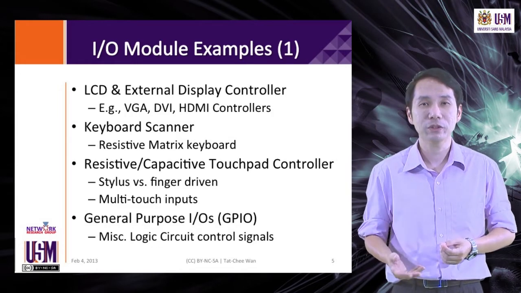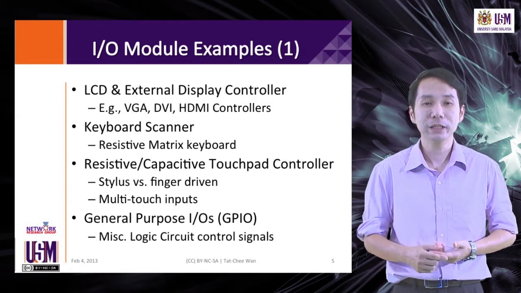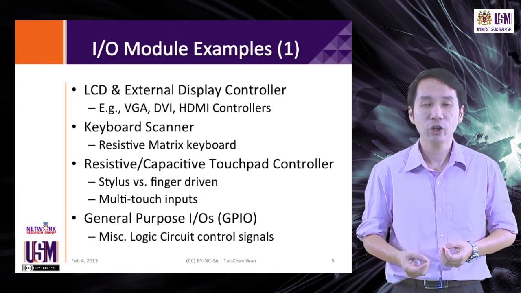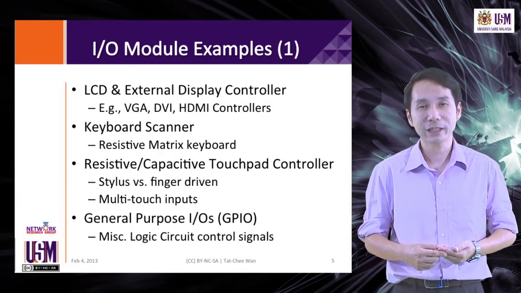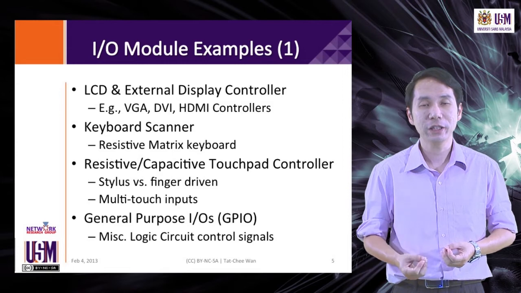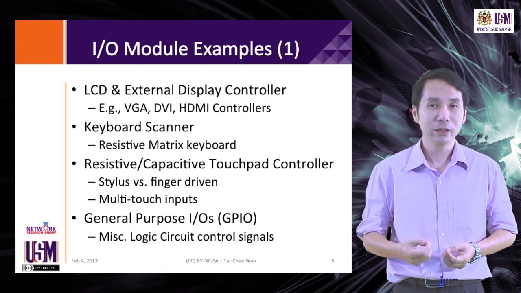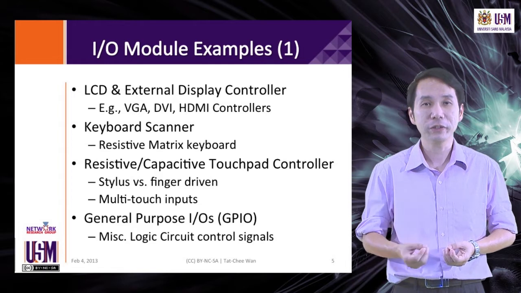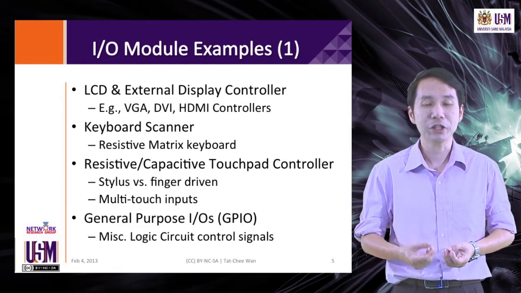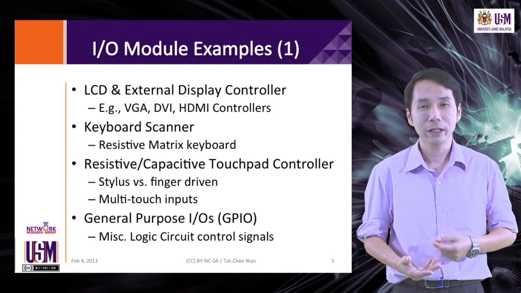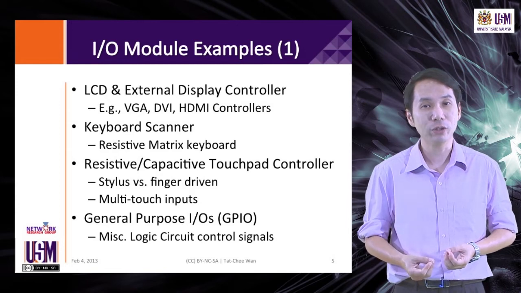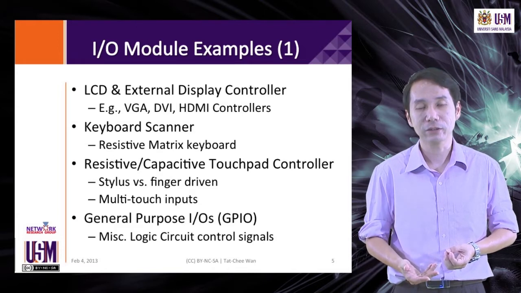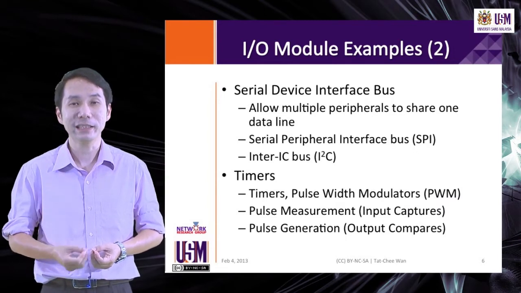We shall now look at some examples of I/O peripheral blocks. One example would be the LCD or external display controller, such as that used for controlling a VGA or DVI or HDMI output. Secondly, we may have a keyboard scanner that takes input from a resistive matrix keyboard. Then, in most modern systems today, we may encounter a resistive or capacitive touchpad controller that is either stylus driven or finger driven, that allows us to accept multi-touch inputs to control the device. And also we will have general purpose I/O or GPIO, which is used to control miscellaneous logic circuits using independently defined signals. Then we may find serial device interface buses.